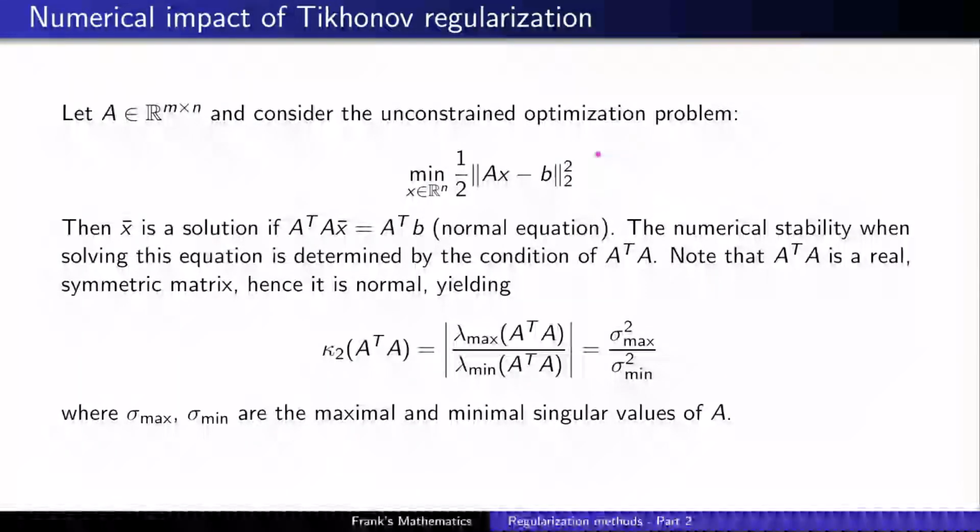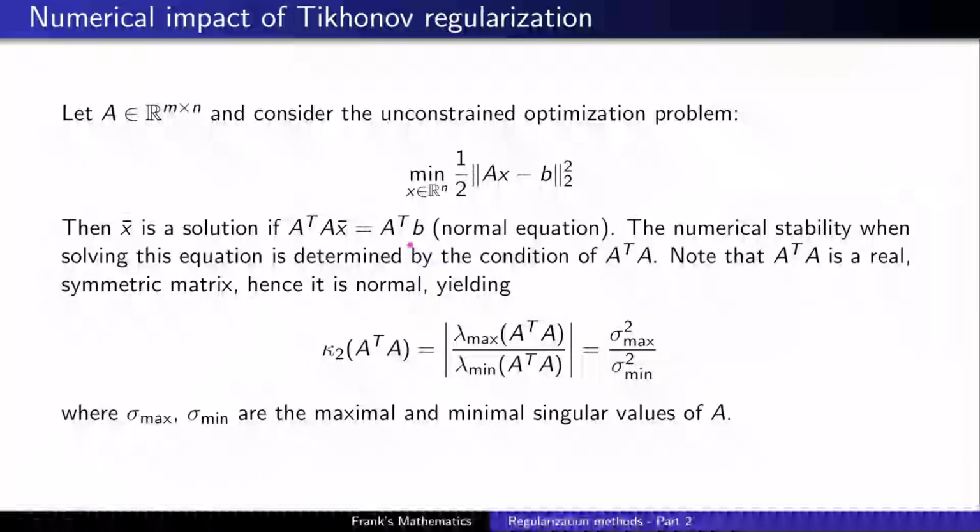So this is quite easy. If we want to solve this problem here, we can just take a look at the first order optimality conditions, or take the derivative, and you end up with the so-called normal equation, which you can see here. So we know that if x bar is a solution of this optimization problem, it has to be a solution of this normal equation.